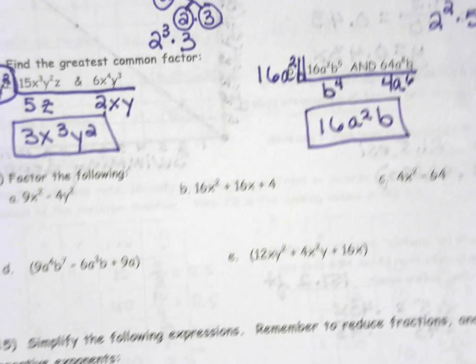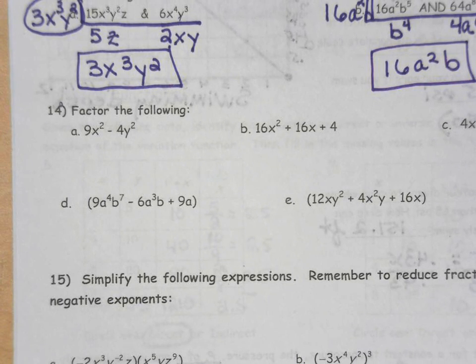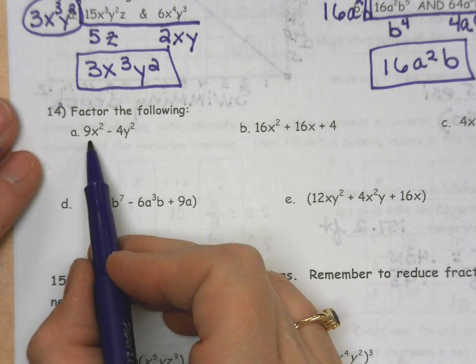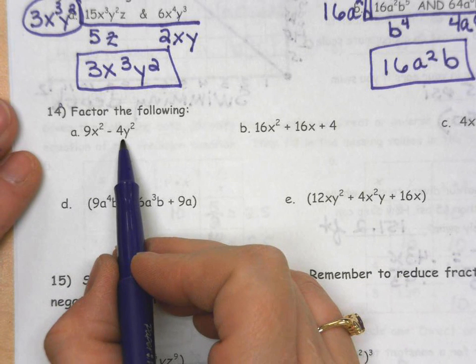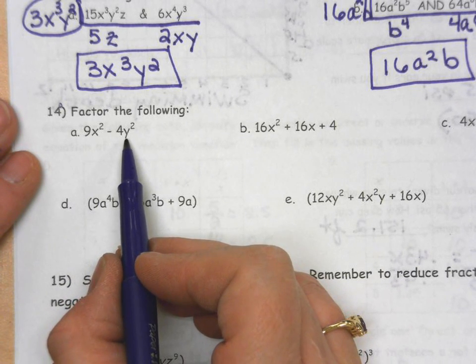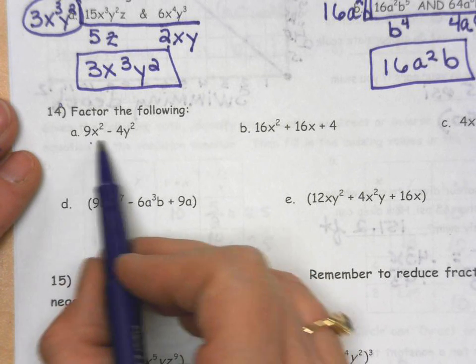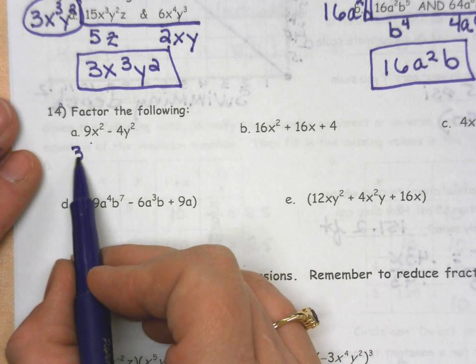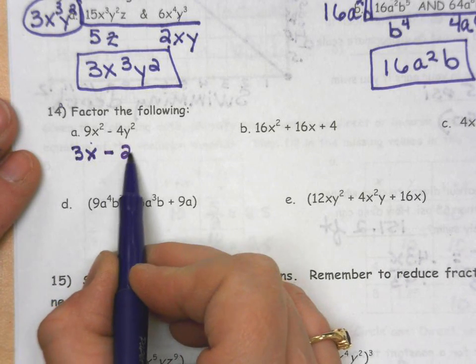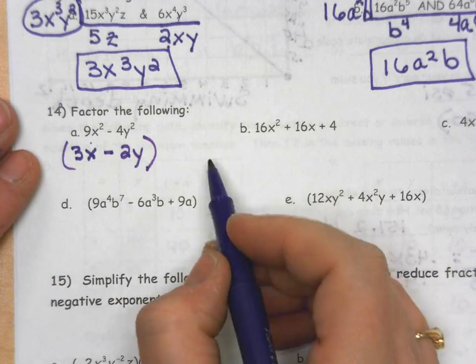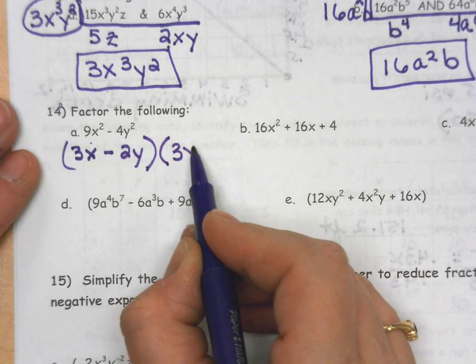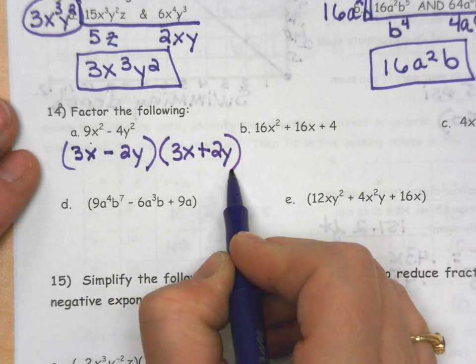Okay, the next part here is to factor the following. So right here I have 9x squared minus 4y squared, and I can see that I have 2 perfect squares. This is a perfect square, 3 times 3, and x times x. This is a perfect square, 2 times 2, and y times y. So basically you just take the square root of those. So we get 3x minus 2y as one of our binomials, and then the other is 3x plus 2y.